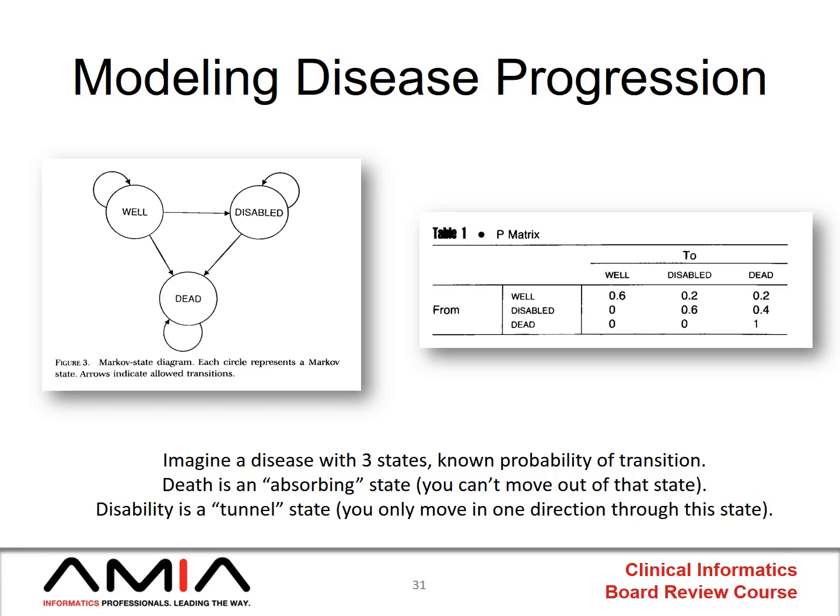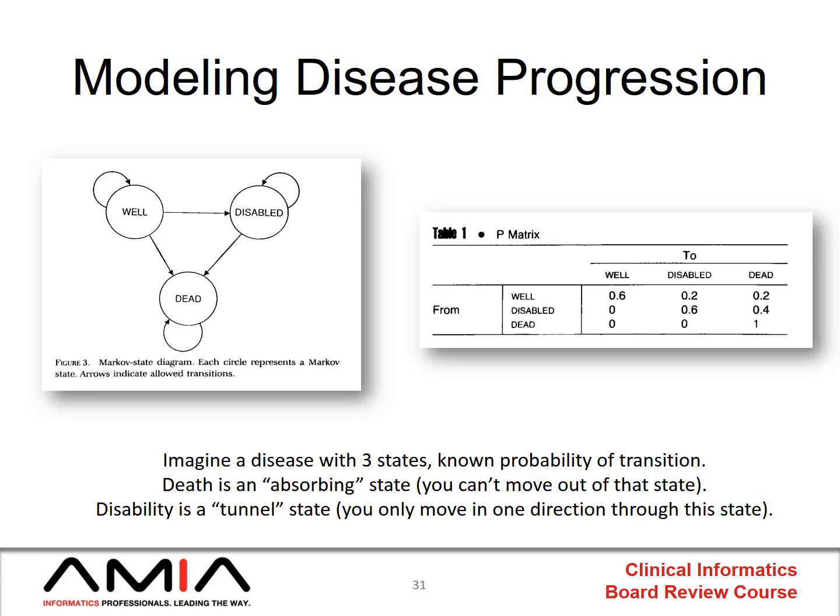And these unidirectional arrows are represented in our stochastic matrix. So if I'm moving from the state of wellness to the state of wellness, in this example, there's a 60% chance. There's a 20% chance that you move from well to disabled. There's a 20% chance of moving from well to death. And notice that we said that you can't move from disability back to wellness, and that's represented in the second row of our stochastic matrix, where the probability of moving from disabled to well is 0, and the probability of staying disabled is 0.6, and so on.